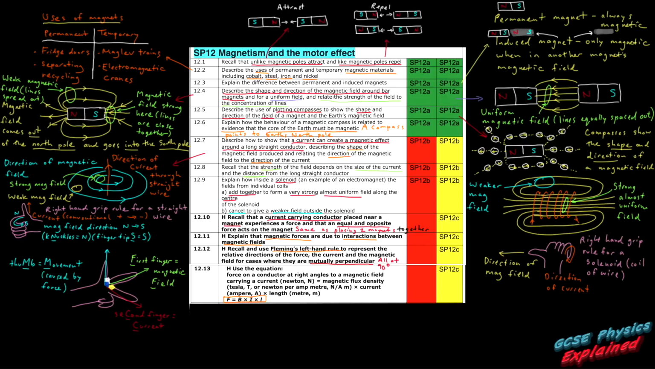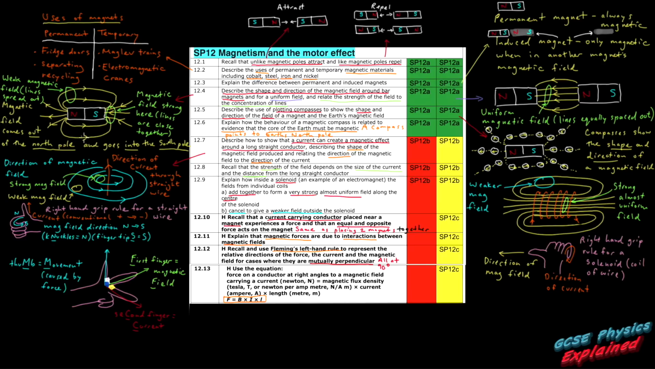Describe the shape and direction of the magnetic field around bar magnets and for a uniform field, and relate the strength of the field to the concentration of the lines. Now that's what I've just explained with the electric fields. So with a bar magnet, the lines are closest where the poles are. So the magnetic field is strong here because the lines are close together, exactly the same here. And the magnetic field is weak on the outer edges, further from the magnet. And that's because the further away from the magnet you get, the weaker the magnetic field is.